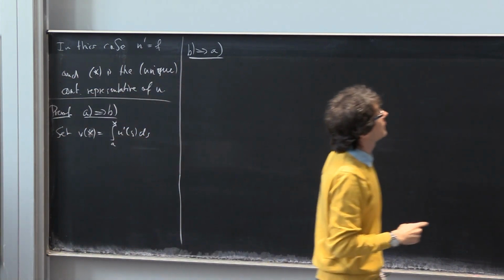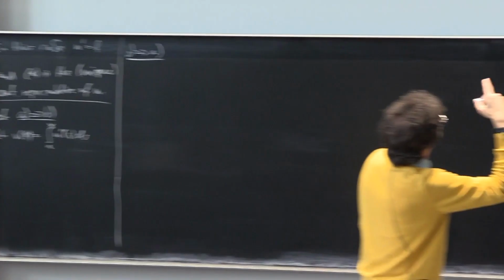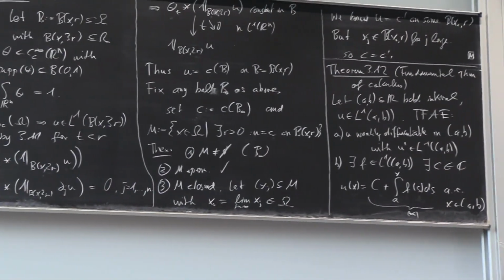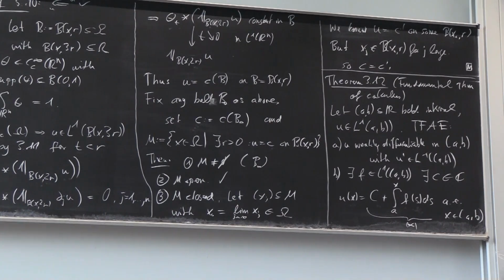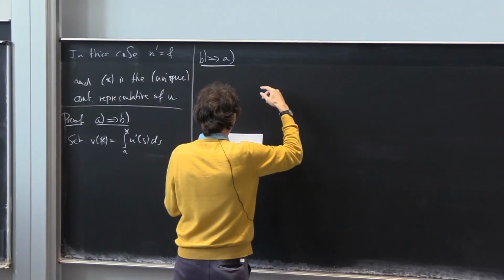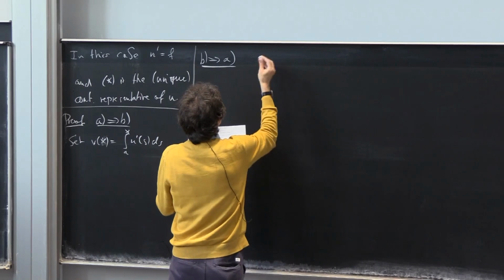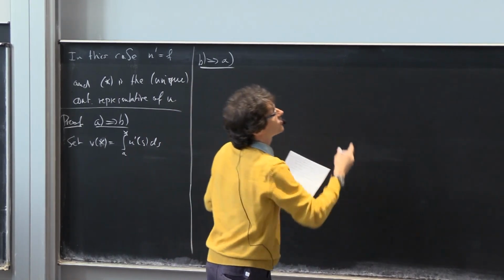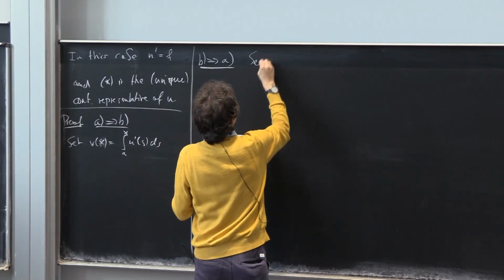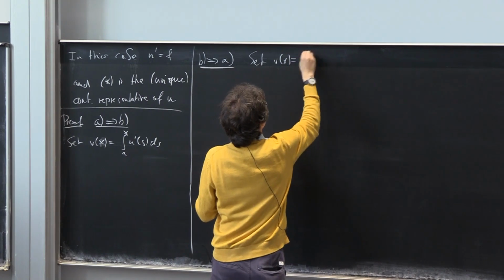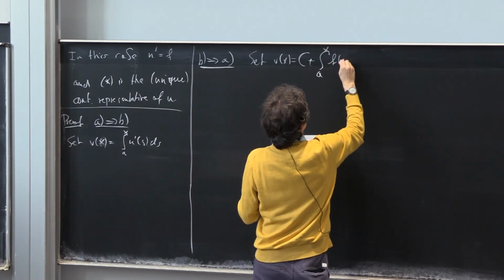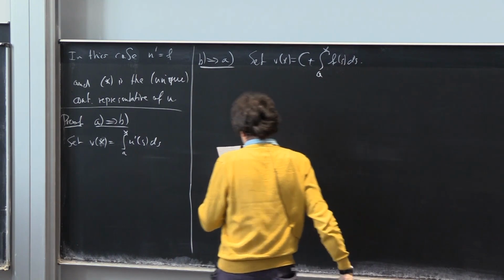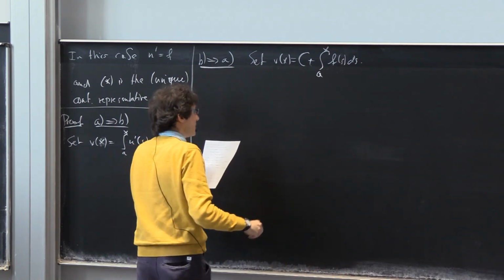So we show that if there is such an f that you can write u in this way, then u is weakly differentiable, and the f is u prime. And to do this, we take v as this function on the right hand side. So set v of x equal to c plus the integral from a to x of f of s ds.